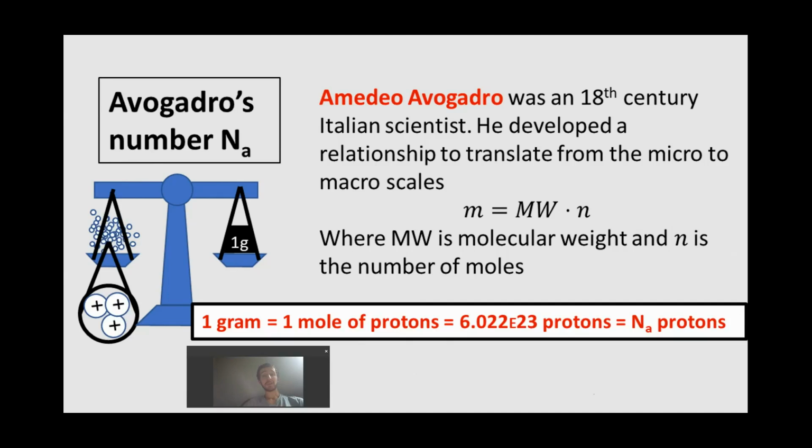Okay, Avogadro's number. Now, what is that number? Well, it's 6.022 times 10 to the 23rd. And you're like, whoa, that's a huge number. And why is that the case? Like, where did it come from? How did he figure this out?